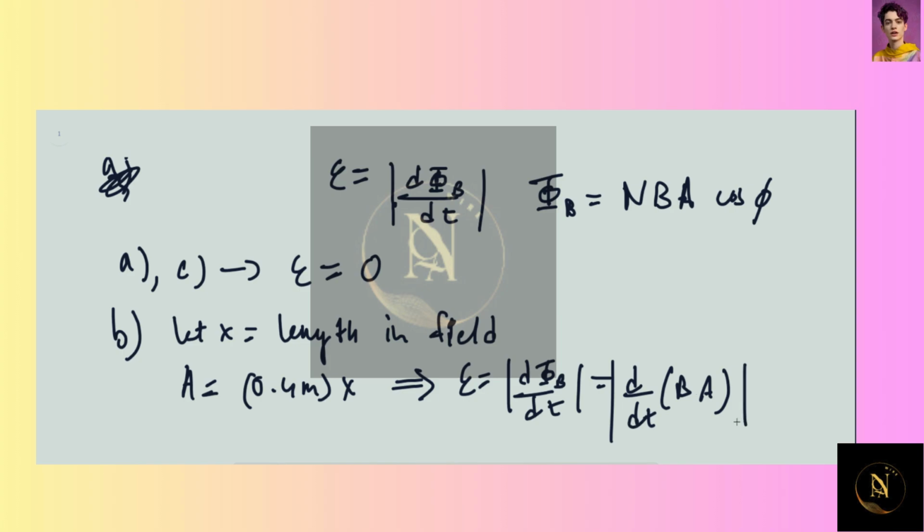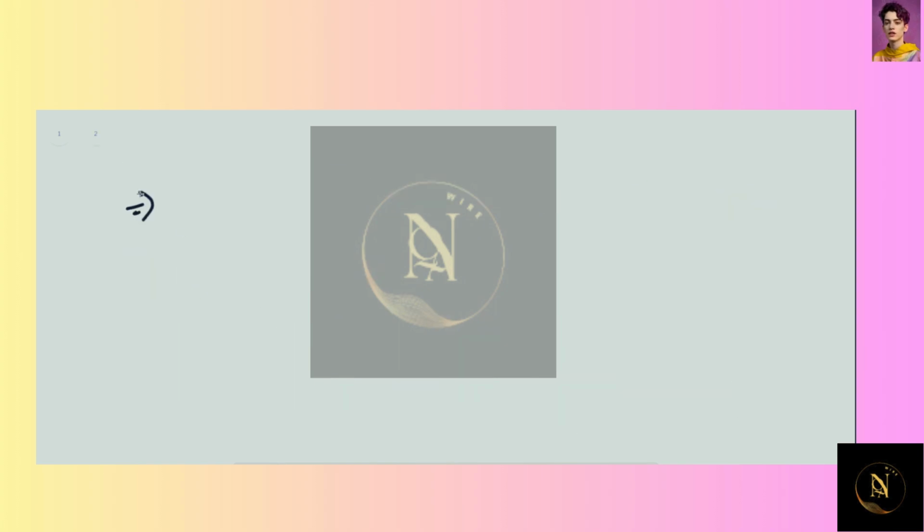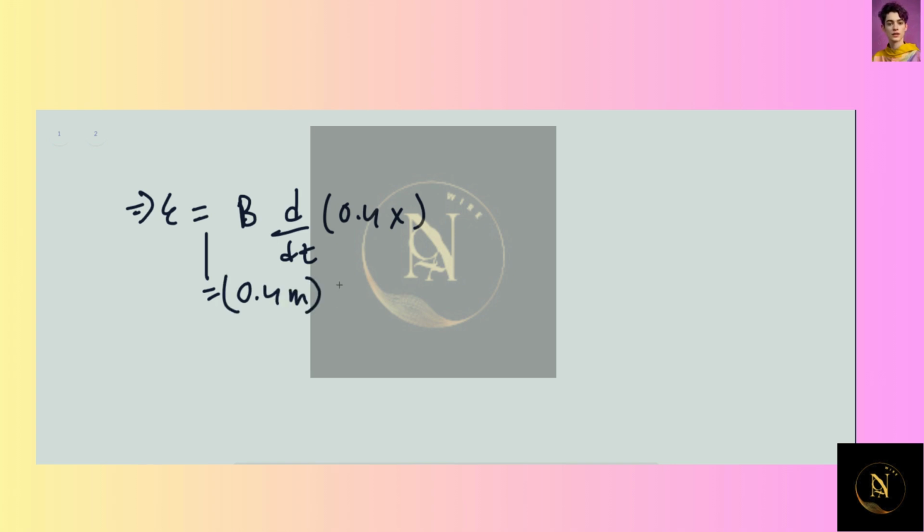And so moving on to the next page, you pull out the B and you have d dt times 0.4 times x. We're not going to worry about the units just yet in here. So 0.4 is a constant that's pulled out here too. So you have 0.4 meters times B times d dt of x.